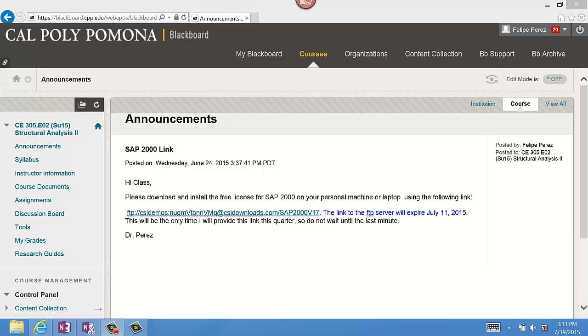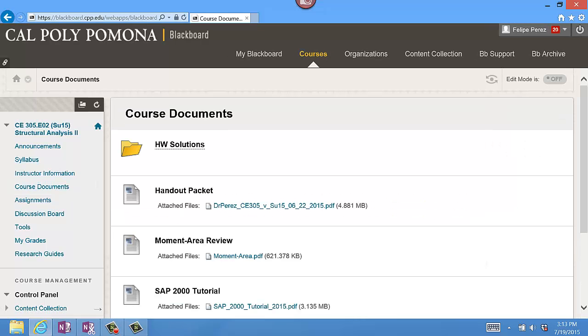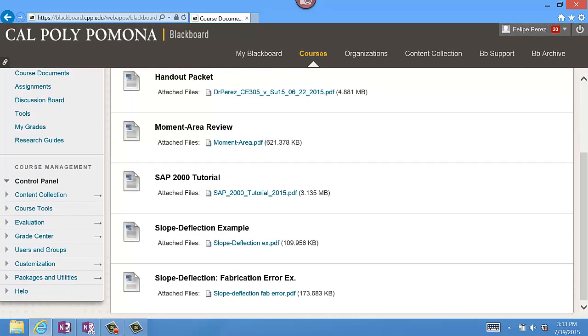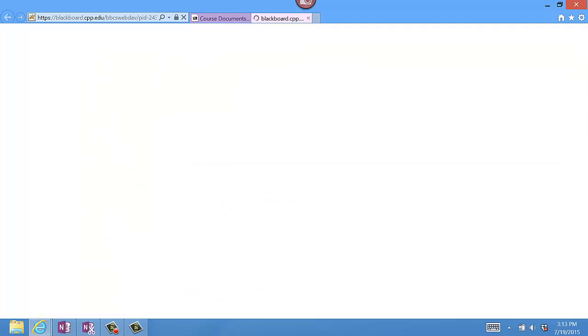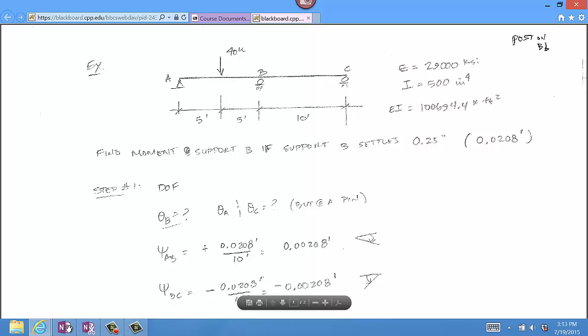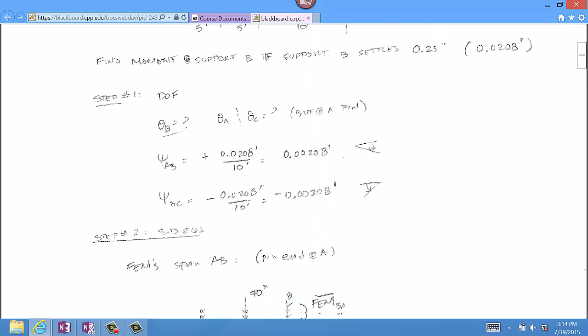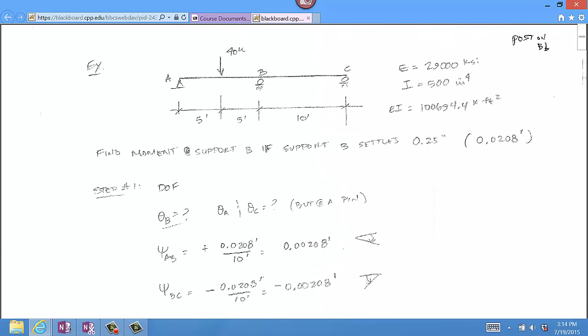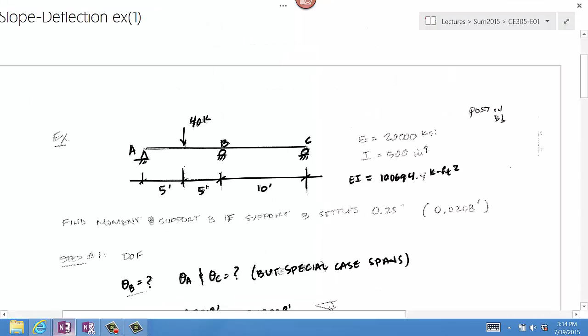Okay, so for this next example, I actually posted it on Blackboard already. If you log into Blackboard and go to course documents, scroll down, you'll see slope deflection example, the second one from the bottom. And you'll see that this is a 2-span beam. When you print yours out, it should come out a little bit more legible than this. What I did is I already downloaded it onto OneNote and bolded some of the important regions.